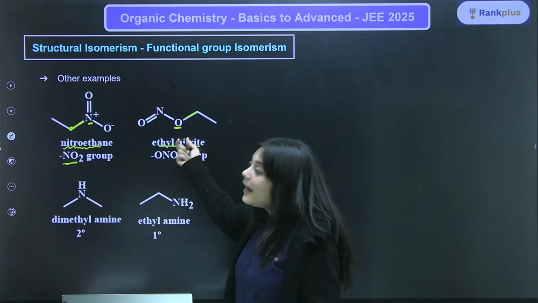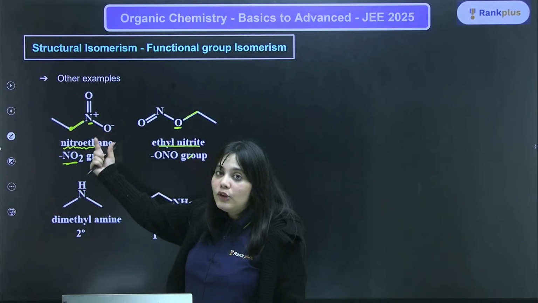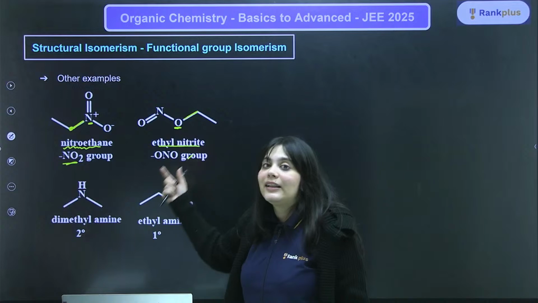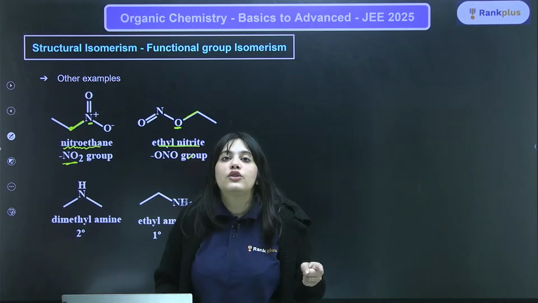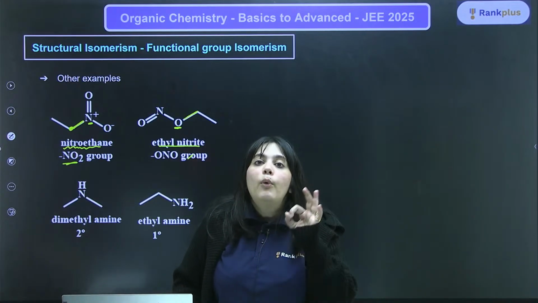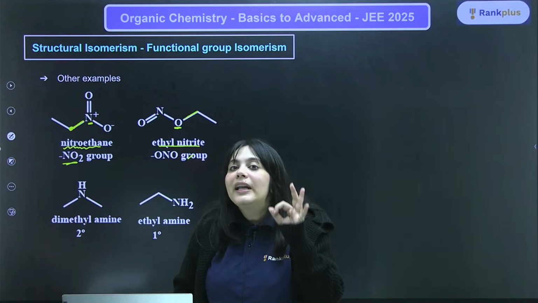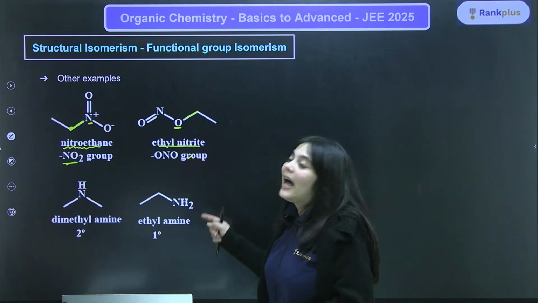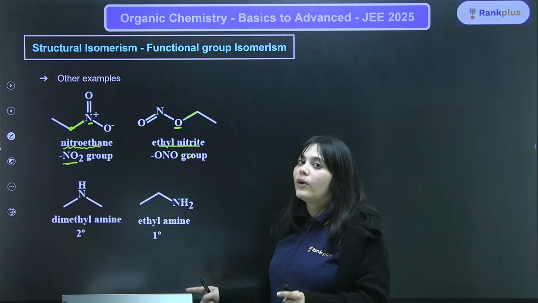This is the nitrite group. This will become the nitro group. This becomes the nitrite group. So these are different functional groups. Understand this thing. Both of them are different functional groups. Now look at the other example. This is also very important.